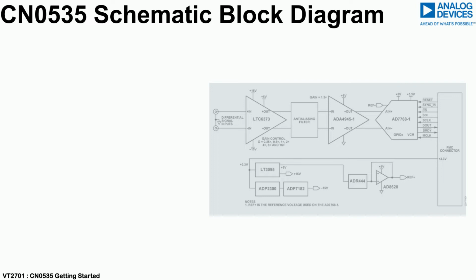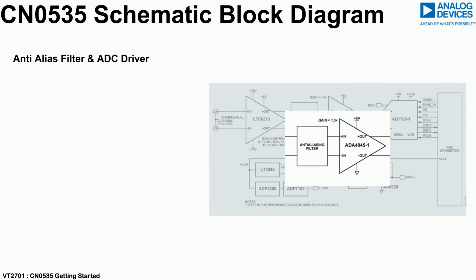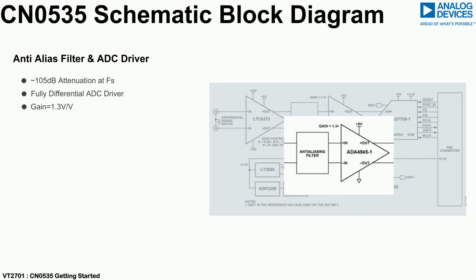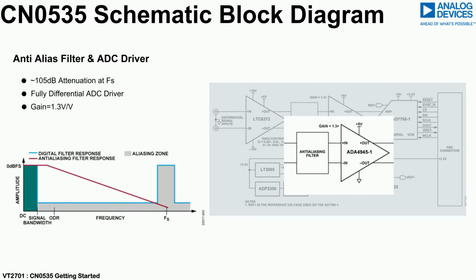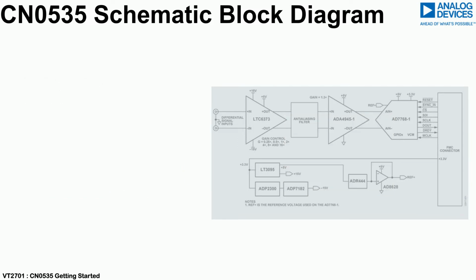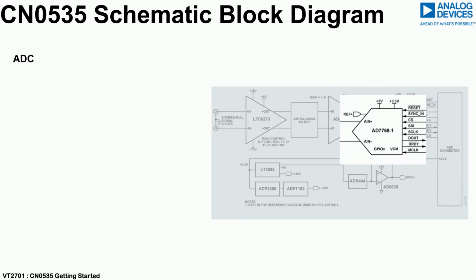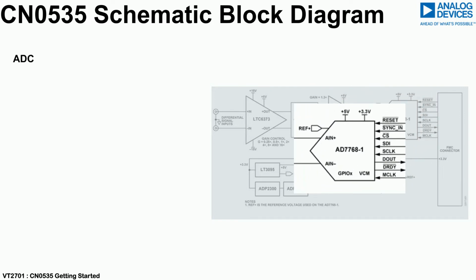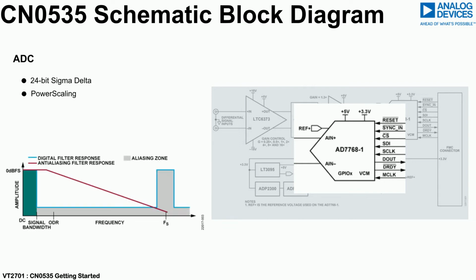Following the LTC6373, there is a fourth-order active anti-alias filter. This is used with the ADA4945 to significantly attenuate alias signals and drive the Sigma-Delta ADC. The ADC for this circuit is the AD7768-1 Precision 24-bit Sigma-Delta ADC. With power scaling and its configurable digital filter options, it delivers the key performances of the signal chain.